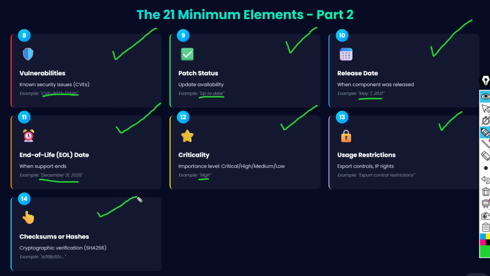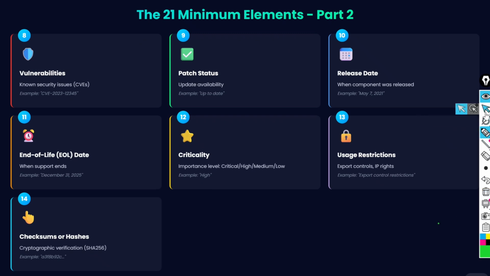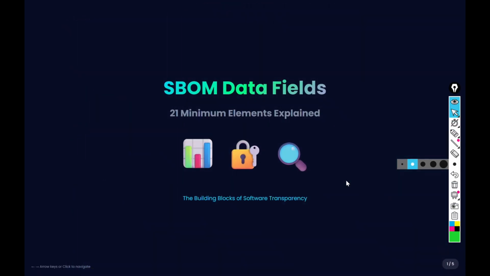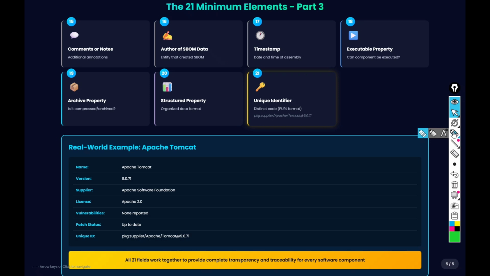And the 14th data field was checksum or hashes. So it defines the cryptographic checksums or hashes of this particular software component's files, to ensure the integrity and authenticity is maintained. And there will be an algorithm of the checksum or hashes, and the value will be provided there. Okay, and moving to the next slide where we will be discussing the remaining data fields.